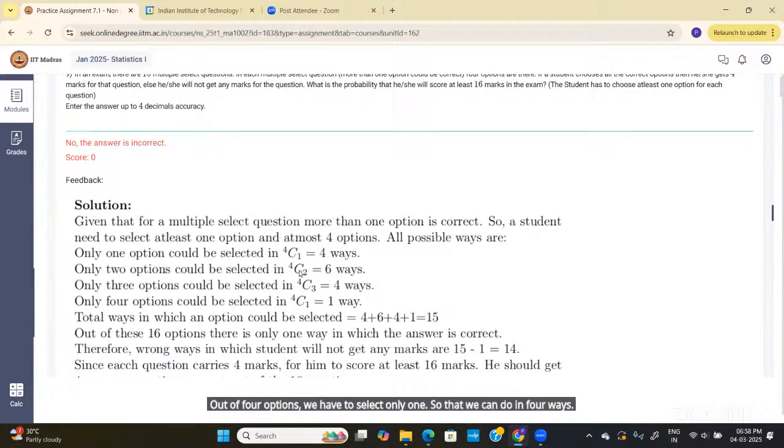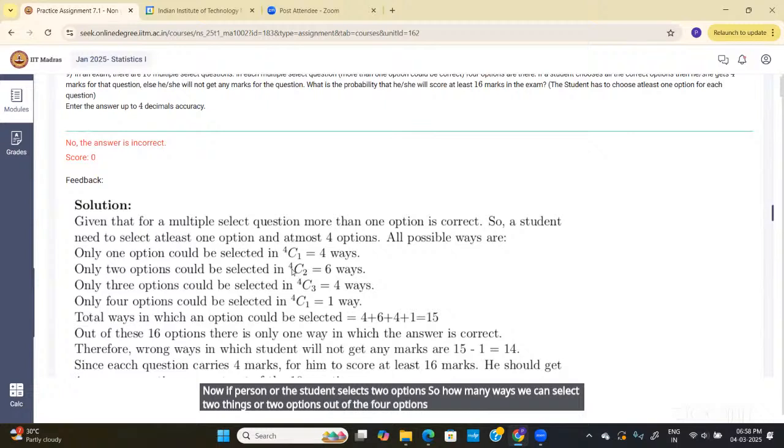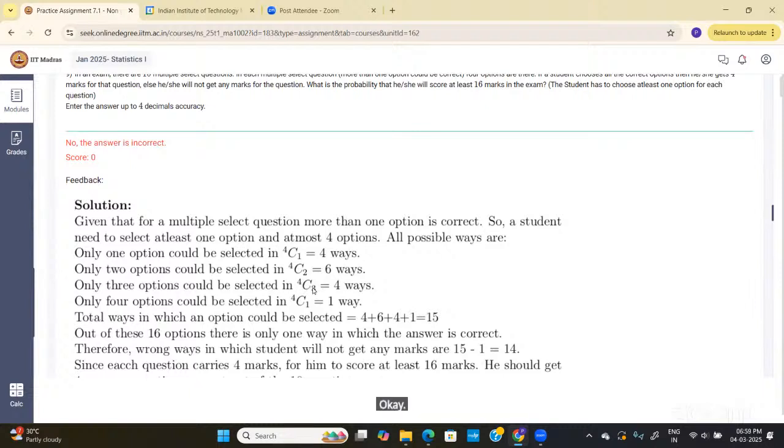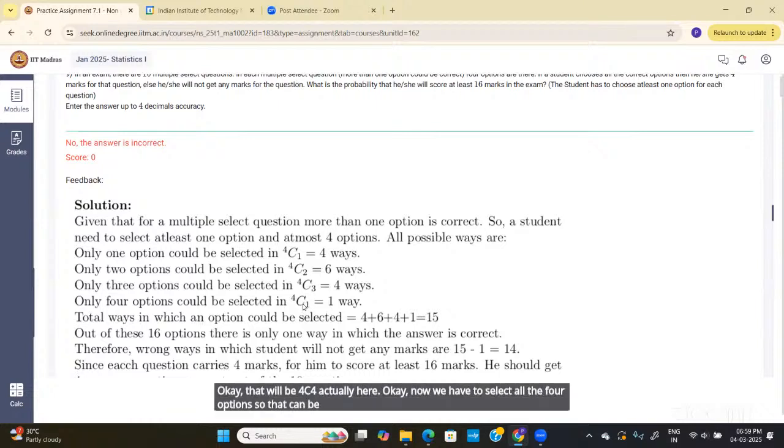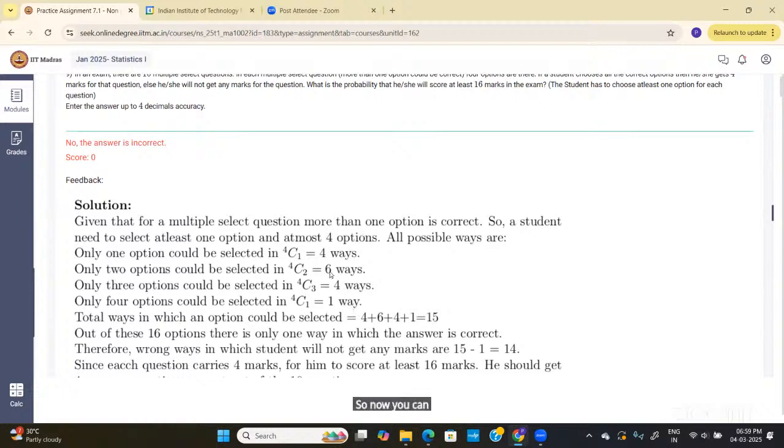Now, if the student selects 2 options, how many ways can we select 2 options out of the 4 options? That can be done in 4C2 ways. Now, if we have to select 3 options, that can be done in 4C3 ways. That will be 4C4 actually here, when we have to select all the 4 options. So that can be done in only one way, right? Out of all the 4 options, we have to select 4 options only. So now you can see, if you add 4 plus 6 plus 4 plus 1, that will be 15.